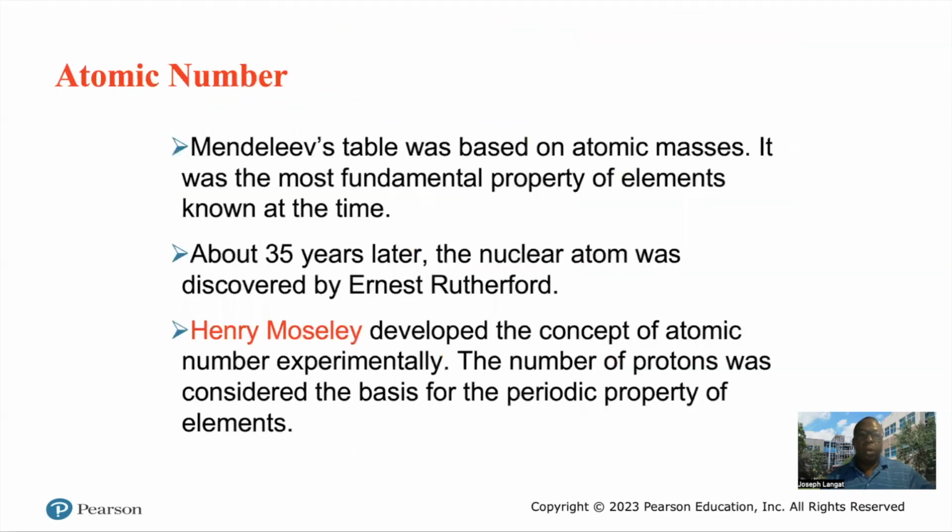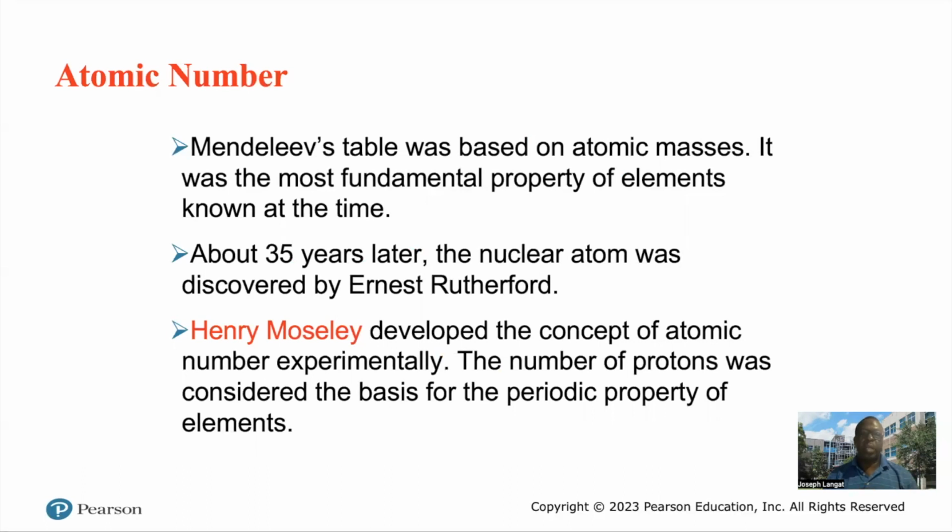Now, Henry Moseley, who was an English physicist from Britain, modified Mendeleev's periodic table by organizing the table according to increase in atomic number, hydrogen number one, helium number two. And what he did was he performed an experiment where he was bombarding the nucleus of the elements, and there was an increase in the nuclear charge.